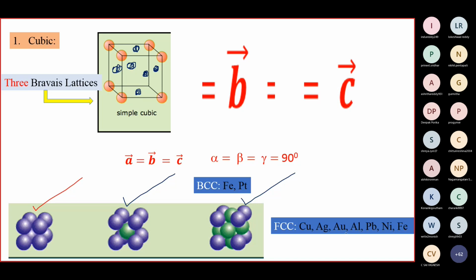Do you observe any discrepancy between BCC and FCC? Any doubt, confusion? Sir, what are those 3 Bravais lattices? See, this is a cubic unit cell, right? This cubic unit cell is further divided into 3 basic lattice types. One is simple cubic, another is body-centered cubic, another is face-centered cubic. Within this cubic itself, there are 3 different lattices. Yes, sir. 1, 2, 3.